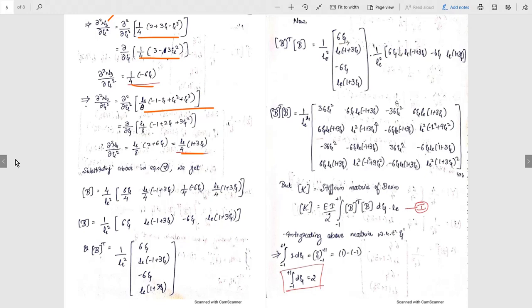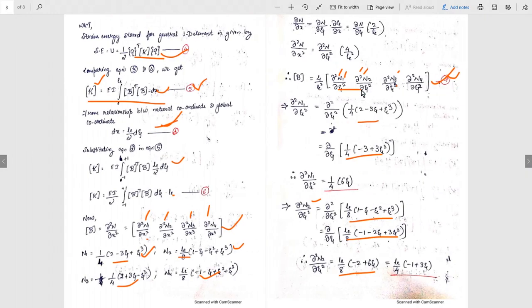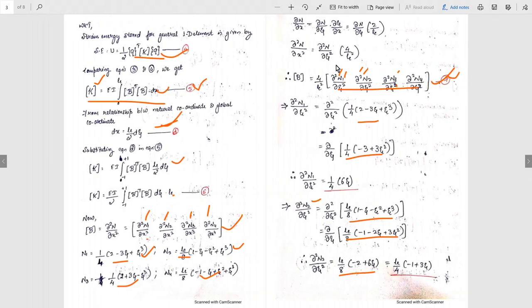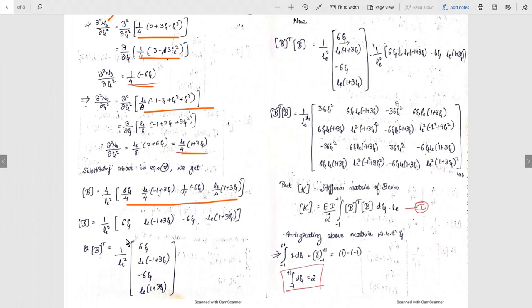Now substitute all those in this expression, equation 7. When you substitute them, this is your strain displacement matrix for the beam element. Now when you see this equation, we want B transpose as well. We got B. Now what is B transpose? This is your B, right? I've taken 4 common here, and this is the expression for B. When you take B transpose, this is B transpose.